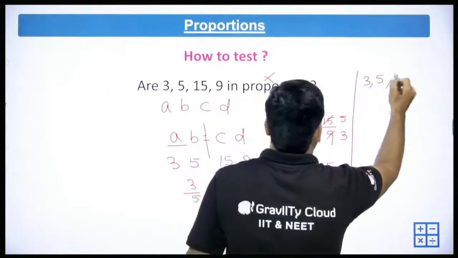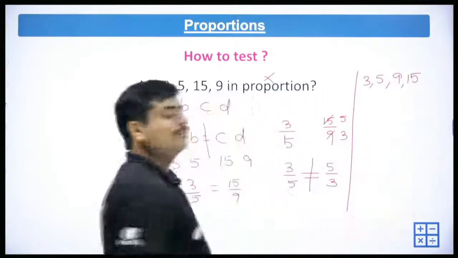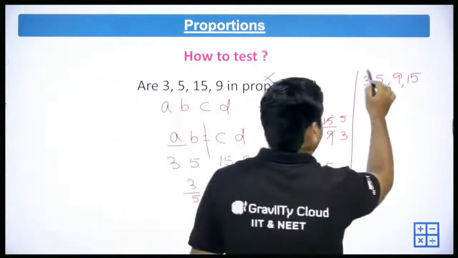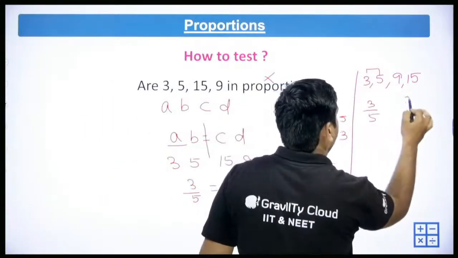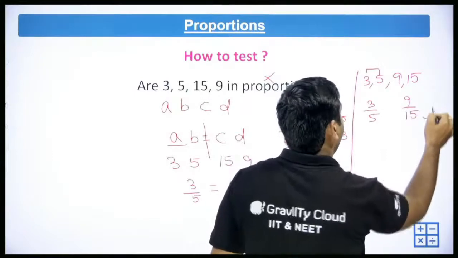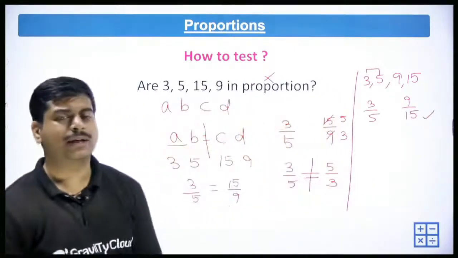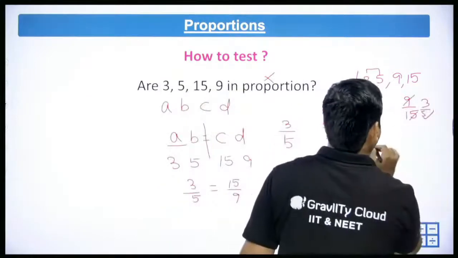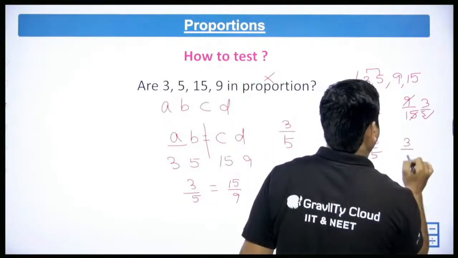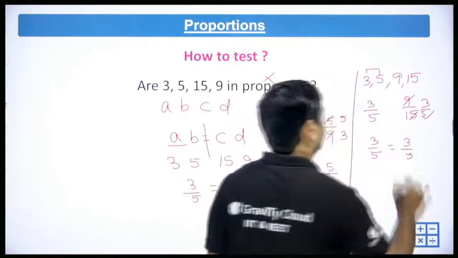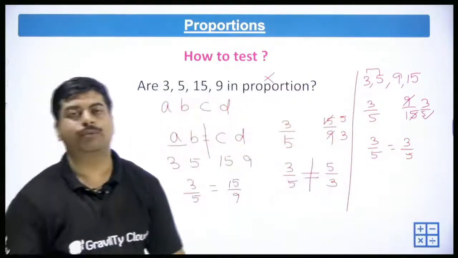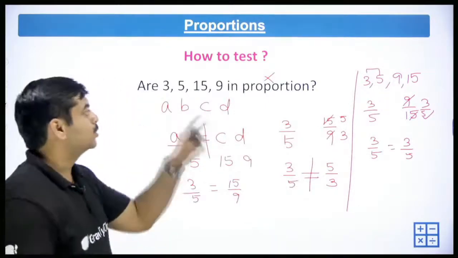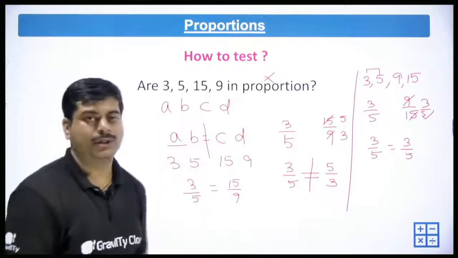But I'll give you one more order with these numbers only: 3, 5, 9, 15. Now the question is whether these numbers are in proportion or not. So 3 by 5 and 9 by 15. I think these two are equal, correct? 9 by 15 you can cancel with 3 and this is 5. So 3 by 5 and 3 by 5 are both equal. So these two are equal, so we can say that these are in proportion.